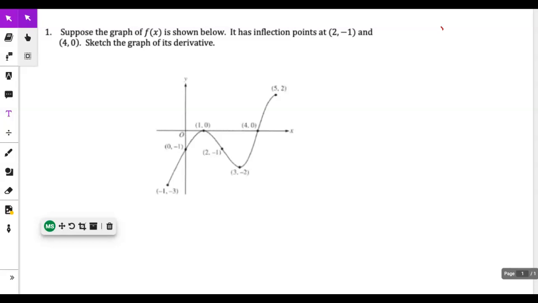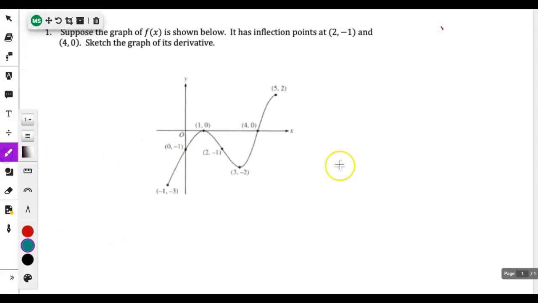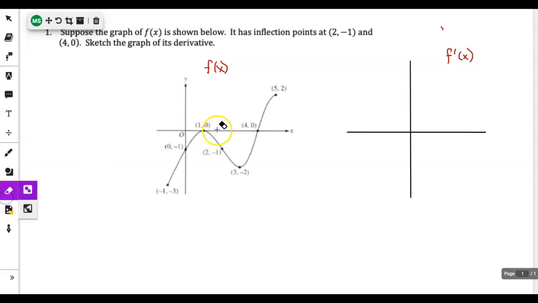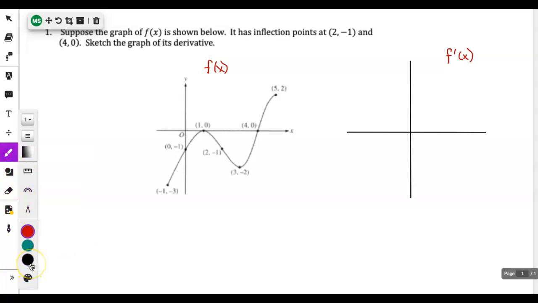All right, so our goal in this question is that we are given the graph of the original function, and they want us to sketch the graph of the derivative. So what I'm going to do is label these. This is the original, and I'm going to try to sketch the graph of the derivative. Mainly, they're asking you to remember the relationships between a graph and its derivative, and then apply those things to actually sketch the graph of the derivative. So here's what I would do first.